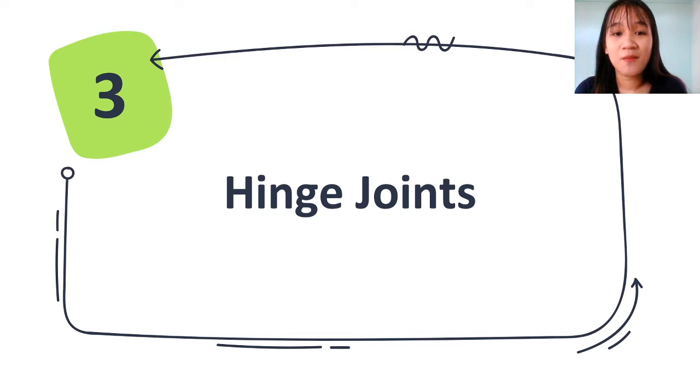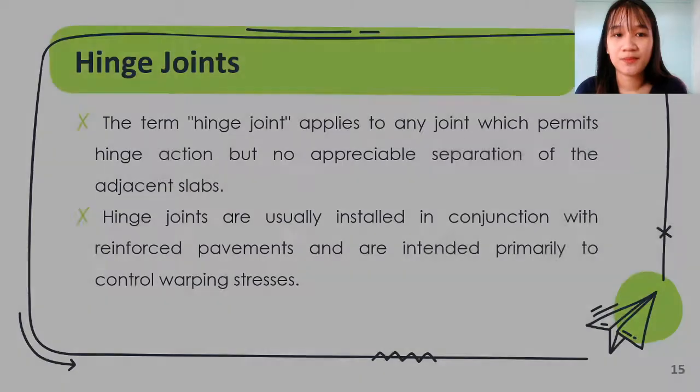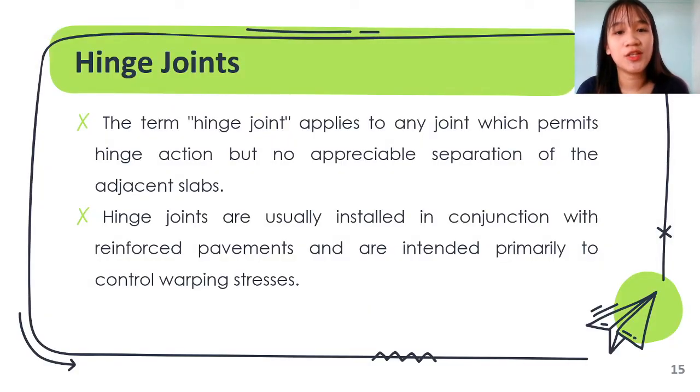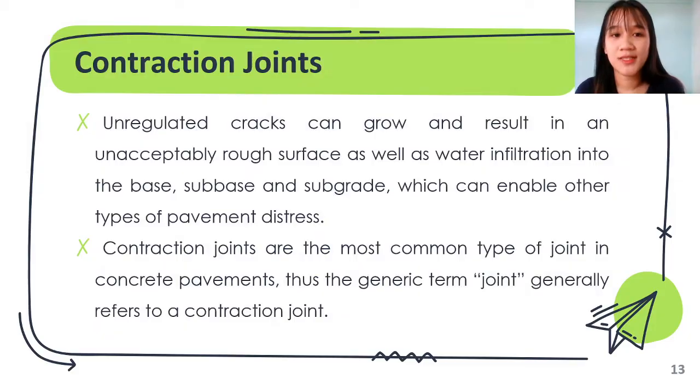Let us talk about hinge joints. The term hinge joint applies to any joint which permits hinge action but no appreciable separation of the adjacent slabs. Hinges are usually installed in conjunction with reinforced pavement and are intended primarily to control warping stresses.